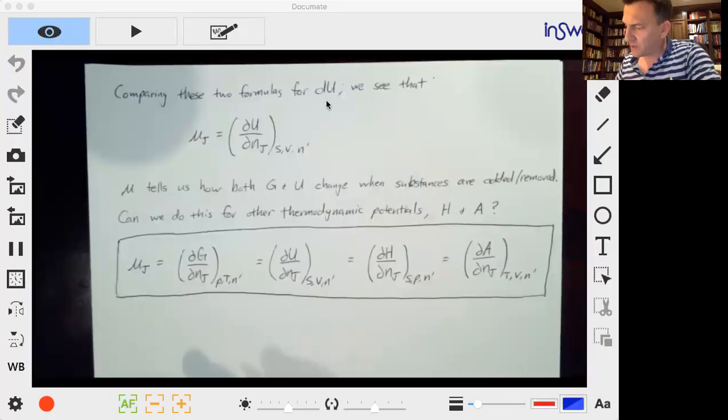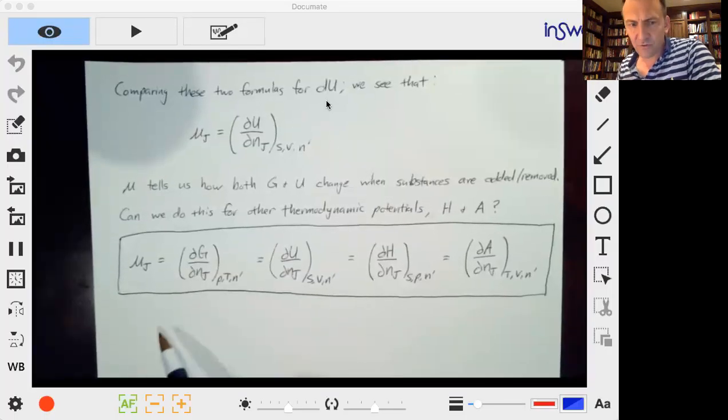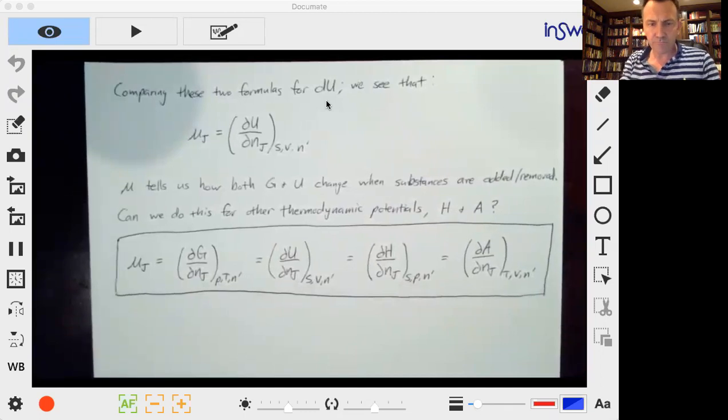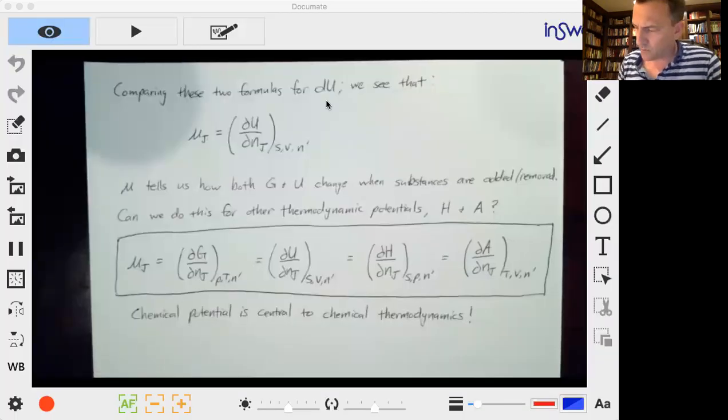So from this, I hope that you can see how central the chemical potential is to doing chemical thermodynamics, which is why we will be spending so much time on it in this chapter and the next.